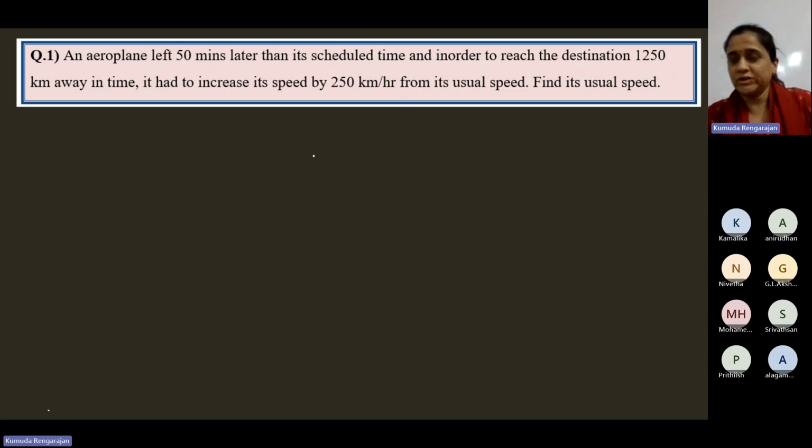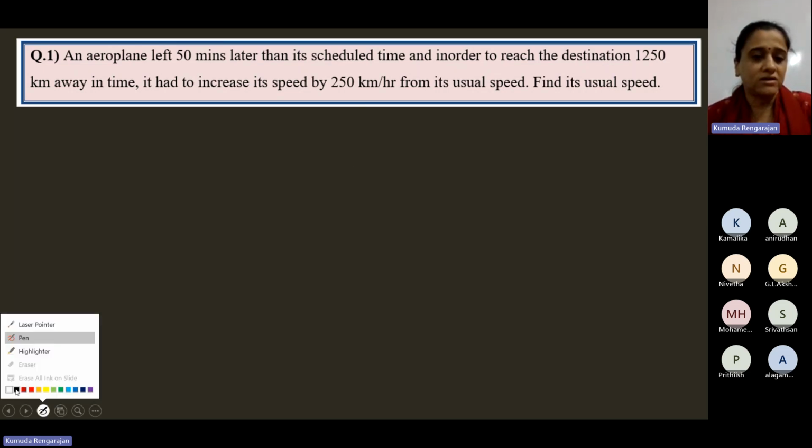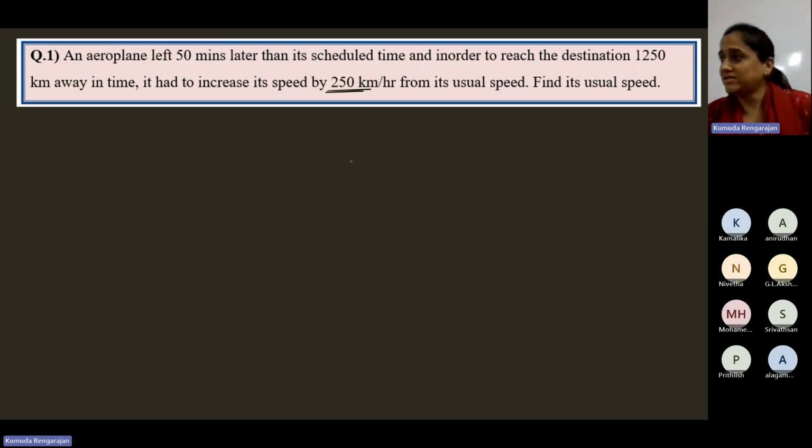So we do not know the usual speed of the aeroplane. So let it be x kilometers per hour. The new speed is x plus 250 kilometers per hour, because it had to increase its speed by 250 kilometers per hour. So let the usual speed of the aircraft be x kilometers per hour. Then the new speed is x plus 250 kilometers per hour.